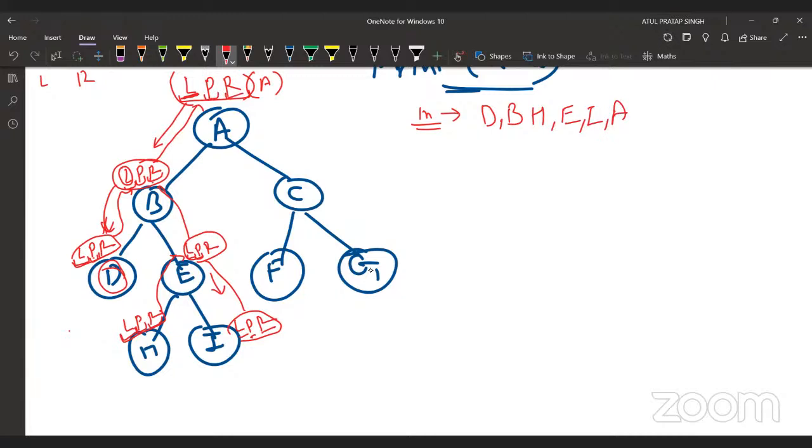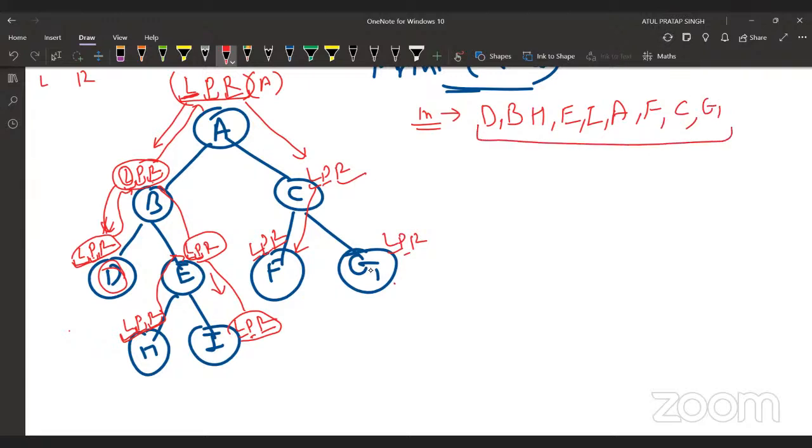Now the R part, we will move to the right child, so LPR. Now the first step is left, then we will move to the left part, so LPR. There is no left. Now P, this is F, and there is no right. So for the recursion, all steps are completed. Now the P thing, C, and we will move to the R part, so LPR. There is no left. Now print G. There is no right. So this is an in-order traversal sequence.